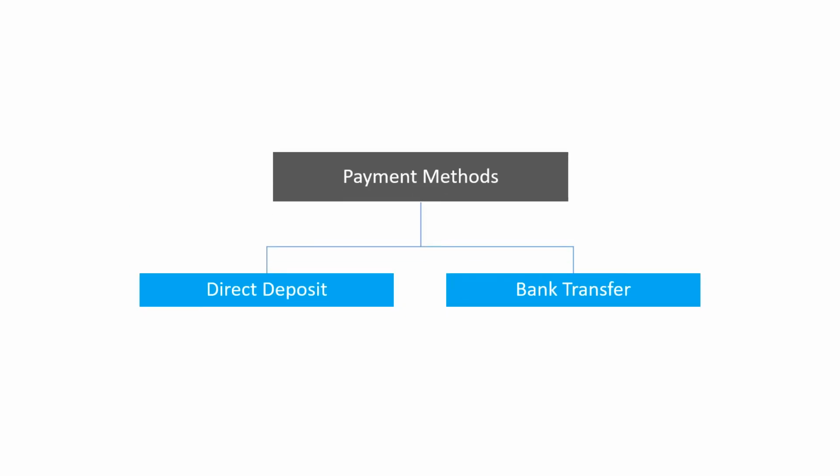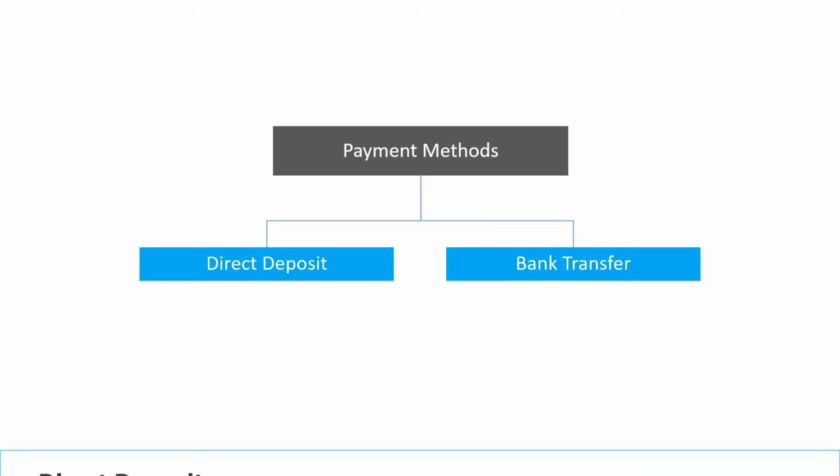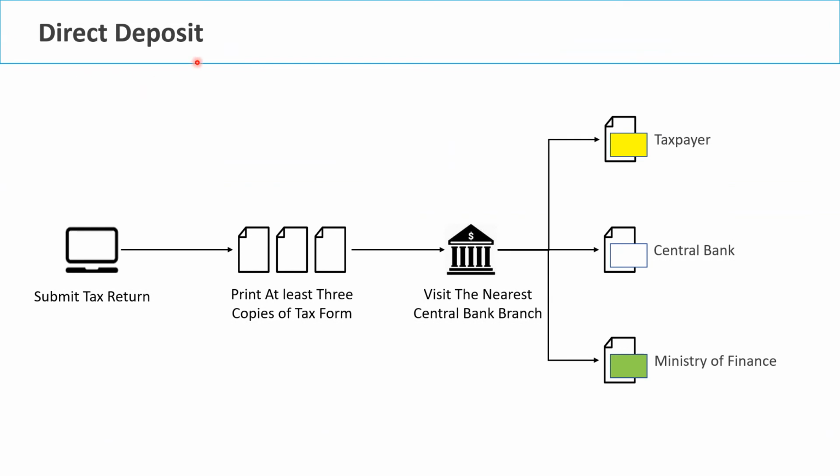To process your payment, you have two options: direct deposit or bank transfer. In a direct deposit method, you have to print at least 3 copies of tax forms, bring it to the nearest central bank branch. They will collect the payment and the tax forms. After that, they will return a copy of tax form with a yellow bank deposit slip to the taxpayer. You must securely keep these documents for your own record.